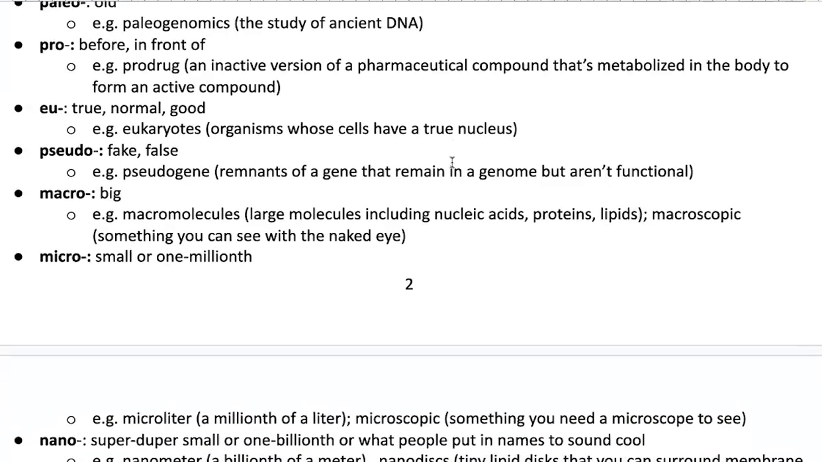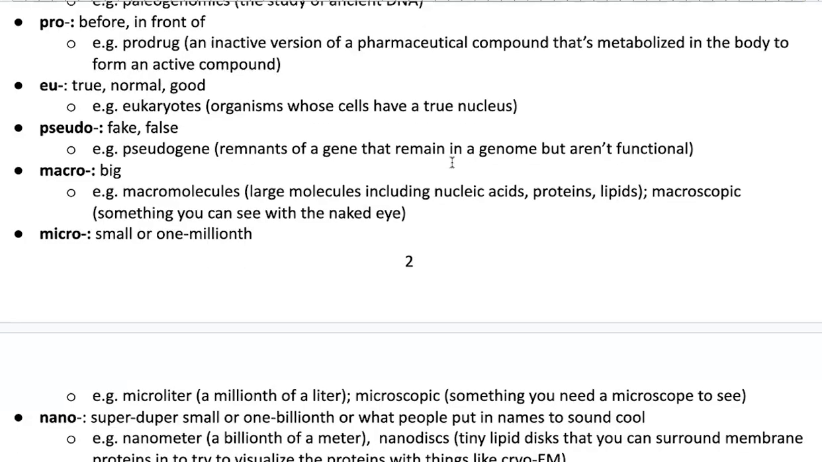Pro, this means before or in front of. So a prodrug would be an inactive version of a pharmaceutical compound that's then metabolized in the body to form an active compound. So maybe it has a chemical group removed or it's got something added, it's oxidized, it's reduced. Those things would be examples of you have the prodrug, which is then modified to form the active drug. And so you give it in the form of the prodrug, and then the body converts it into the active form.